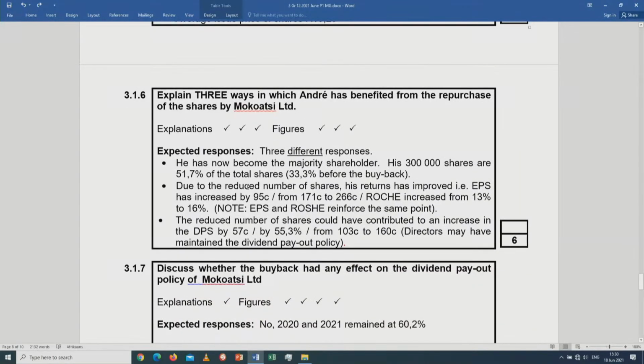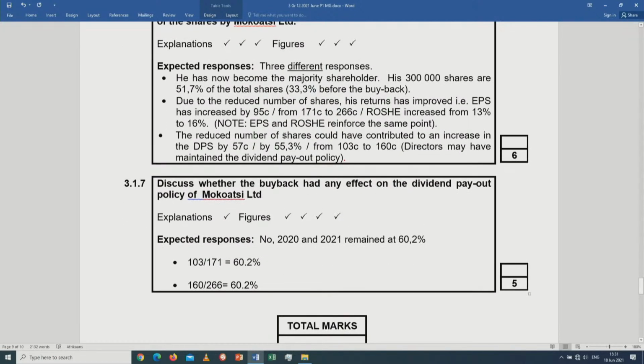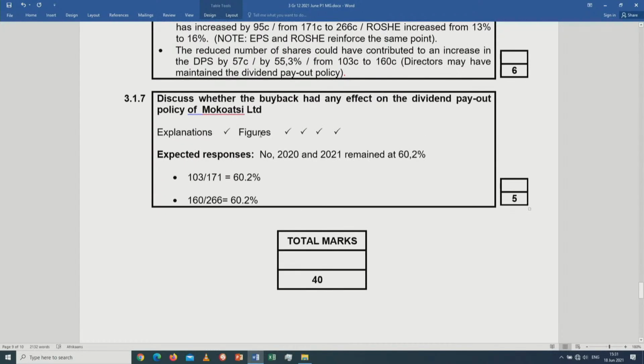Explain 3 ways in which Andre has benefited from the repurchase of shares. He has now become the majority shareholder, and then due to the reduced number of shares, his returns have improved. The earnings per share and the return on shareholders' equity, the ROSHE, will also increase. And then the reduced number of shares could have contributed to an increase in the dividends per share. So we need to make sure that our learners understand and know exactly how to comment on such questions.